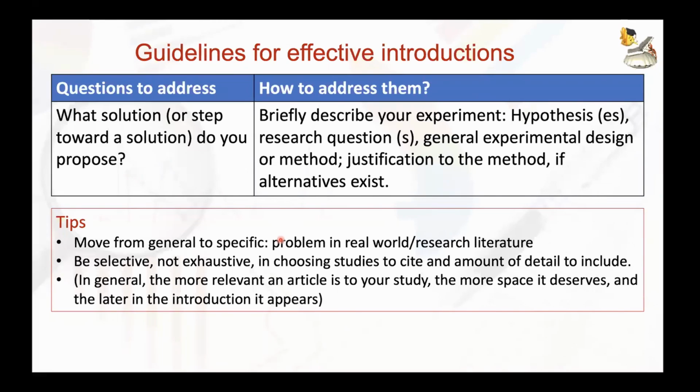And there are some tips for writing the introduction. Once you answer these questions, you move from general to specific. You start from a general statement and then come specifically to the field. This is one way of doing it. And be selective, not exhaustive, because many of the good quality journals never encourage a very long introduction. It may be a few paragraphs only. So you have to choose the best studies or the classic works in your field and cite them. This is the way you have to progress.